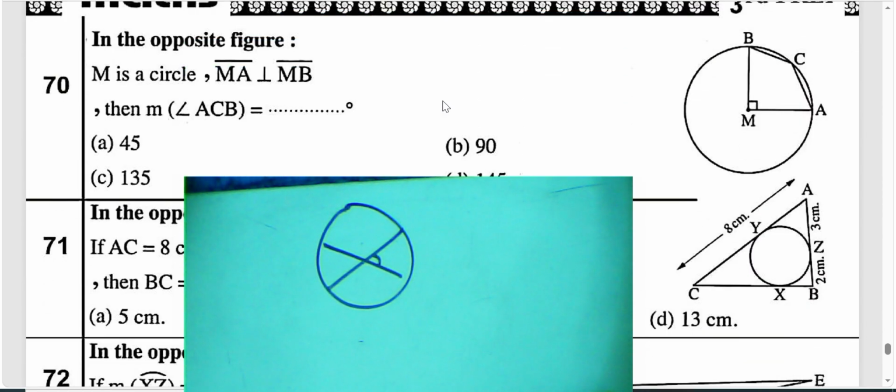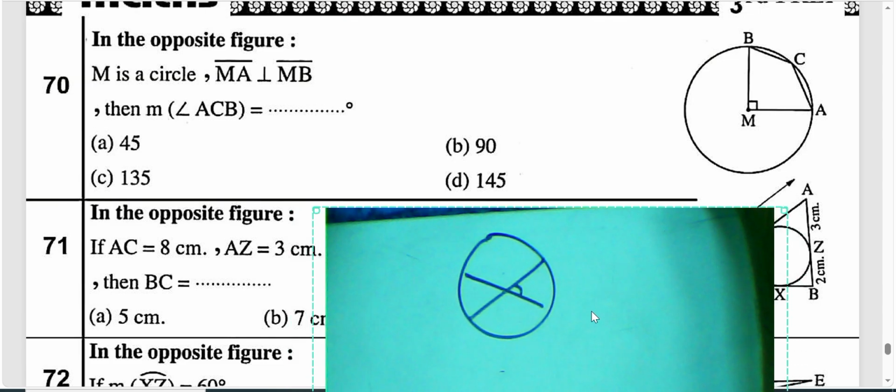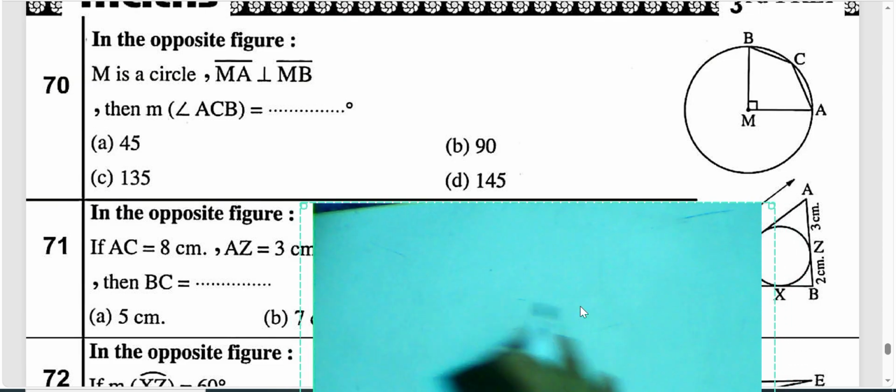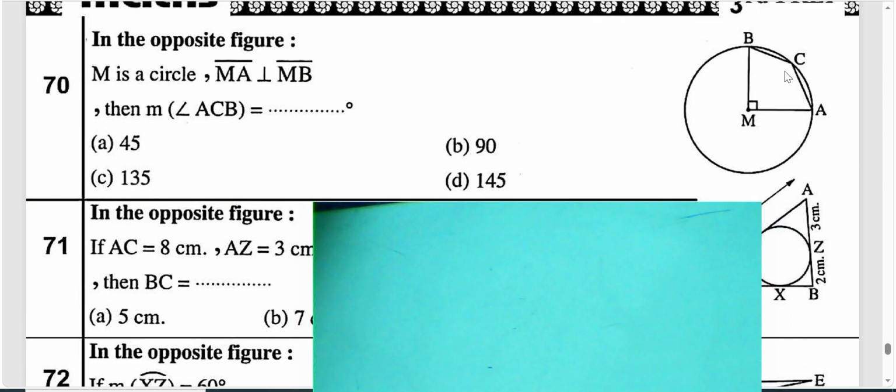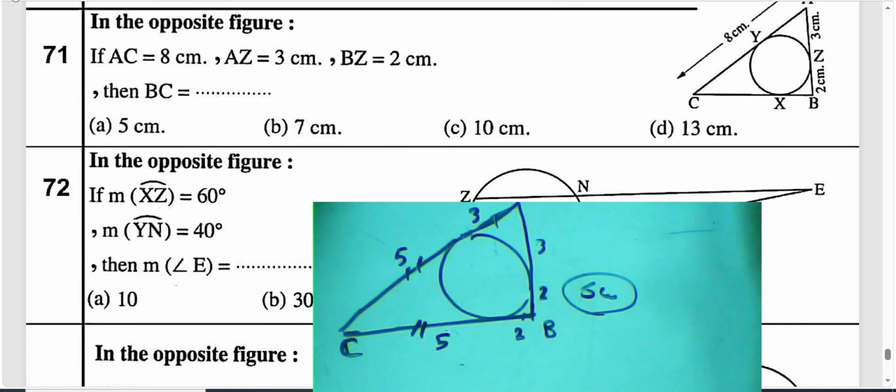Next question. Here we have the center of the circle like this. We want to find the measure of angle ACB. ACB here is drawn at the major arc AB. We can find the measure of this arc first. Okay, complete with me.